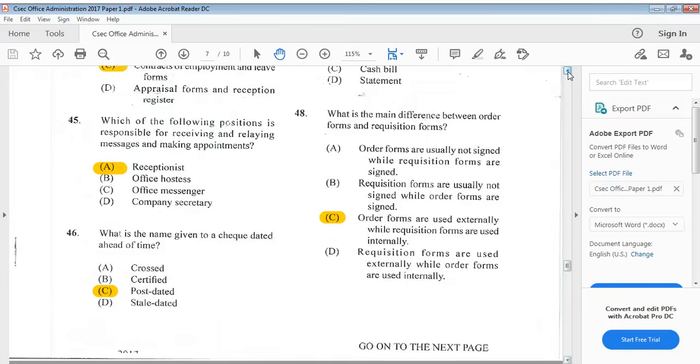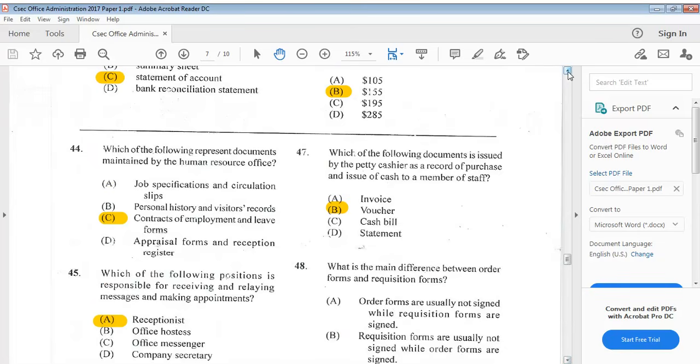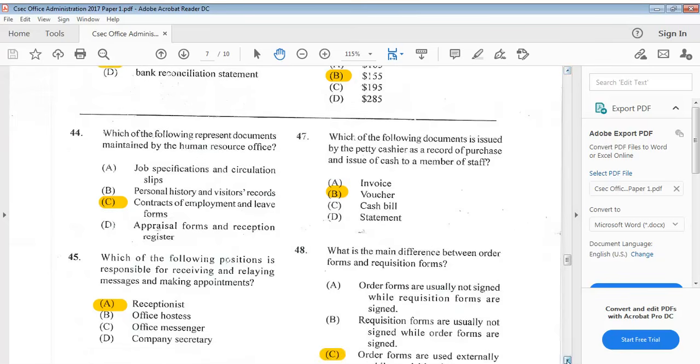Let's go on to 47. Which of the following documents is issued by the petty cashier as a record of purchase and issue of cash to a member of staff? A, invoice. B, voucher. C, cash bill. Or D, statement. We know our answer would be B, voucher. Let's go on to number 48.